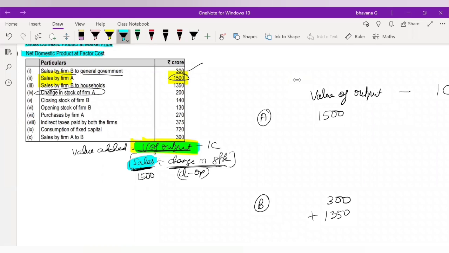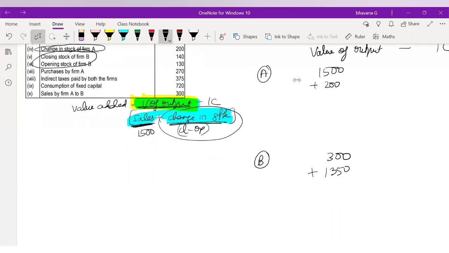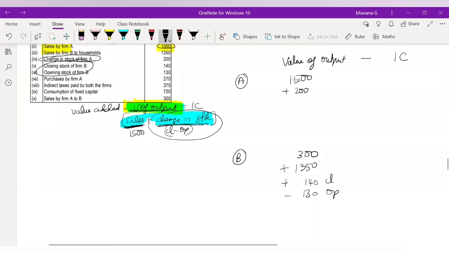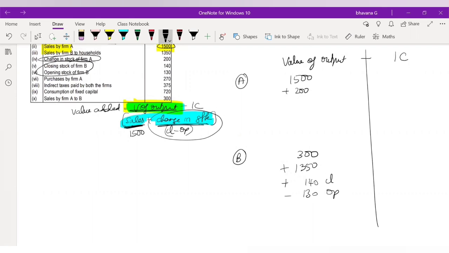Now you have to take change in stock into consideration. Change in stock of firm A is 200, so you will do plus 200. They have given you closing stock of firm B and opening stock of firm B, which is nothing but change in stock. You have to do closing minus opening. So plus closing, 140, minus opening, 130. All this will come under value of output. I'm making a column here for value of output and intermediate consumption.